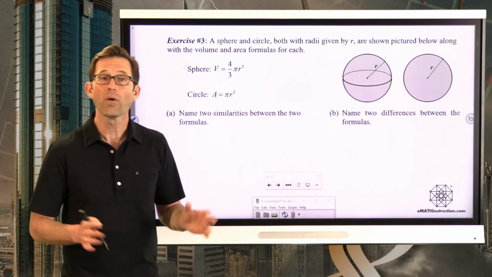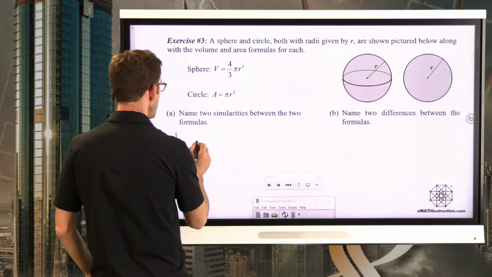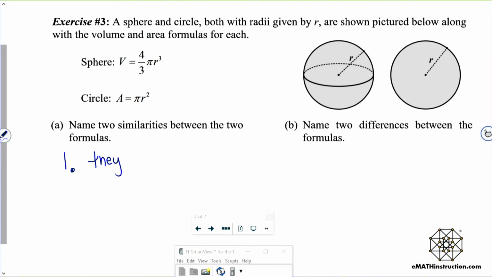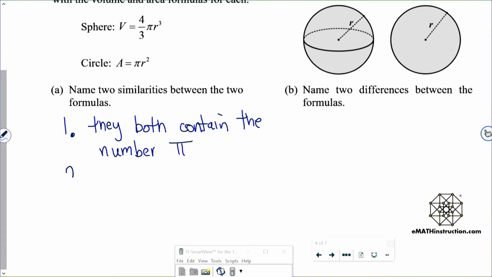All right, well, similarities. Let's go with these. 1, they both contain the number pi. And the number pi is all about circles, right? That's how you were first introduced to it, and pretty much that's how it will always kind of show up, with things that have circles.